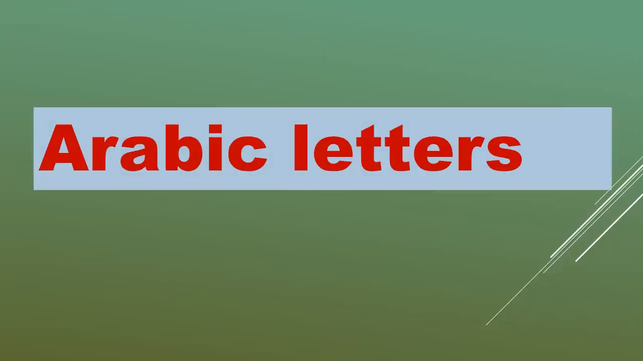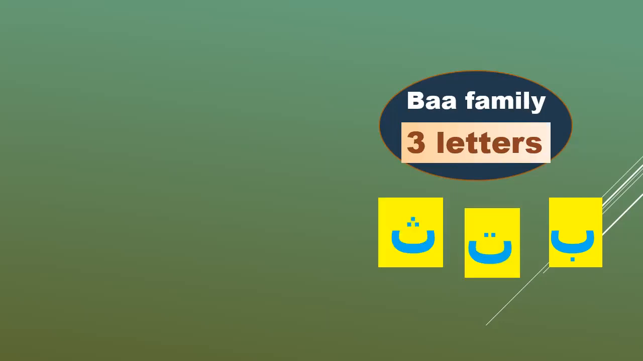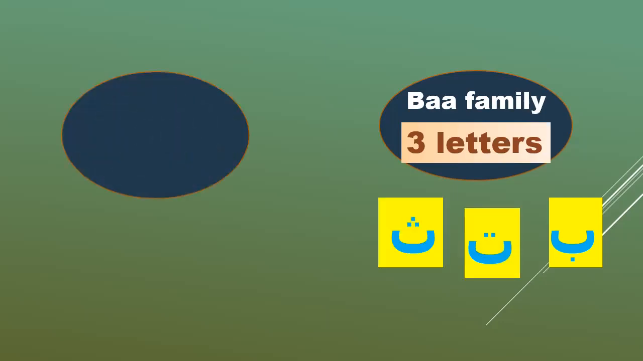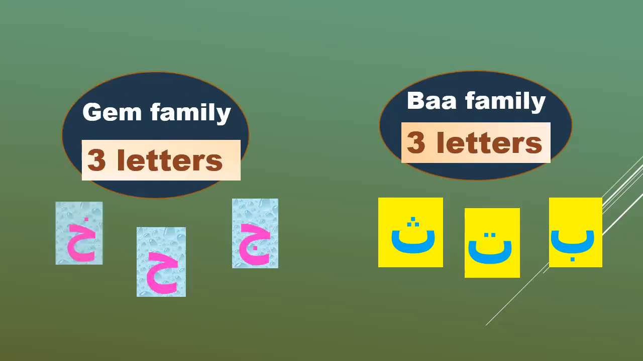In this video, we will continue in studying the Arabic letters. In the last videos, we studied together five families. Ba family, it has three letters: ba, ta, sa. Jim family, it has three letters: jim, ha, kha.